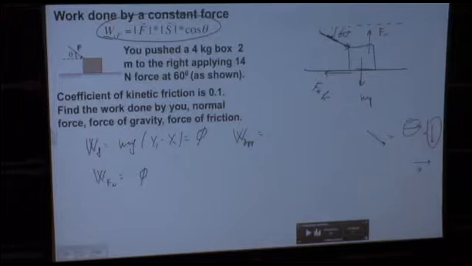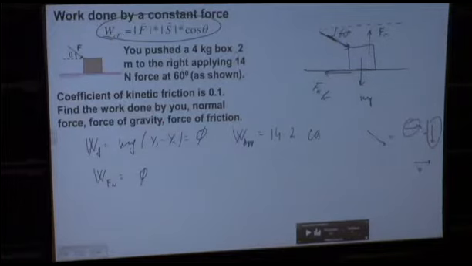But of course, the equation for the work, we don't want accidents here. The equation for the work takes care of this automatically. We just have to multiply the magnitude of the force, which is 14, times the magnitude of the displacement, which is 2, times cosine of the angle between the force and the displacement.